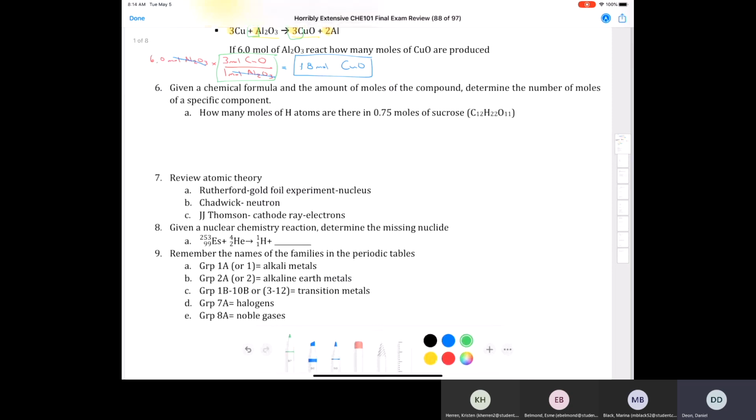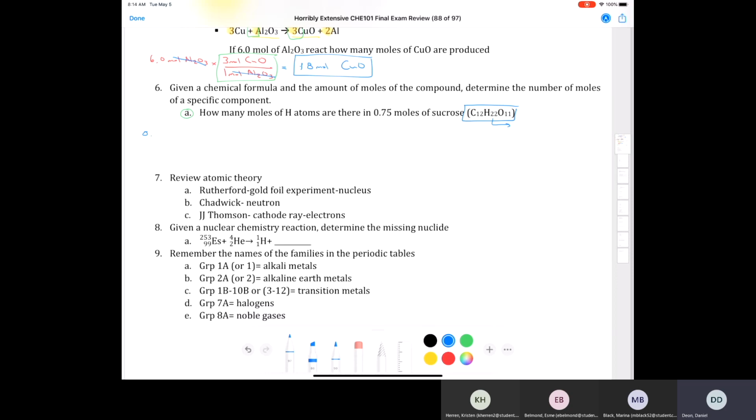Question number 6. Given a chemical formula and the amount of moles of a compound, determine the number of moles of a specific component. Let's take a look at the question. It says, how many moles of hydrogen atoms are there in 0.75 moles of sucrose? This involves a little bit of dimensional analysis because we know that in 1 mole of this molecule, sucrose, which is table sugar, I have 22 atoms of hydrogen.